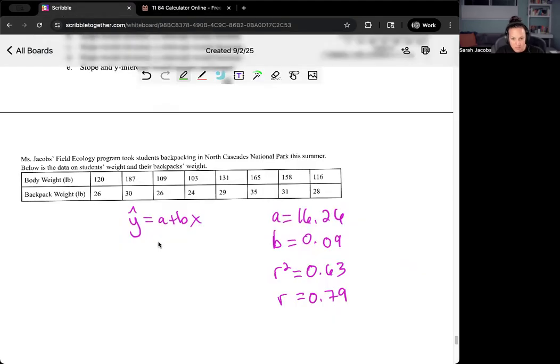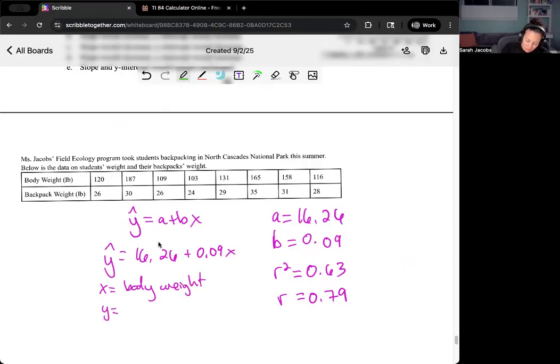In this context, my regression equation then is y hat is equal to 16.26 plus 0.09x. And that is for x equaling body weight and y equaling pack weight.